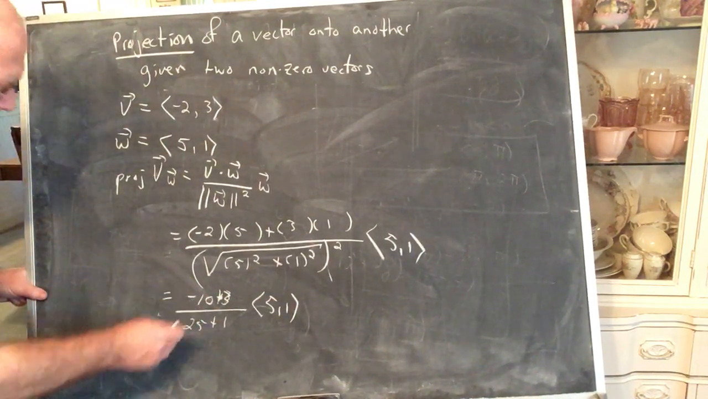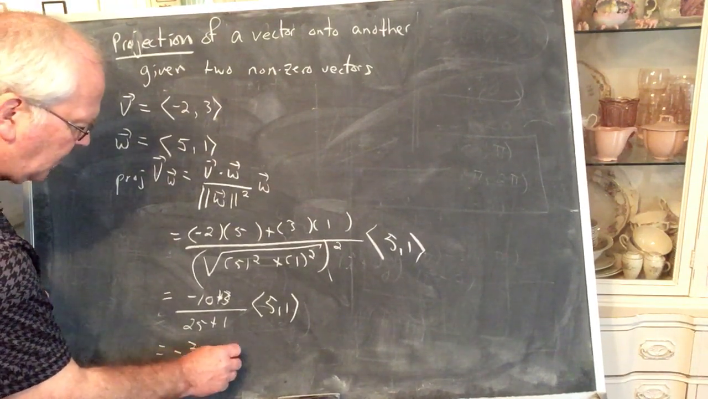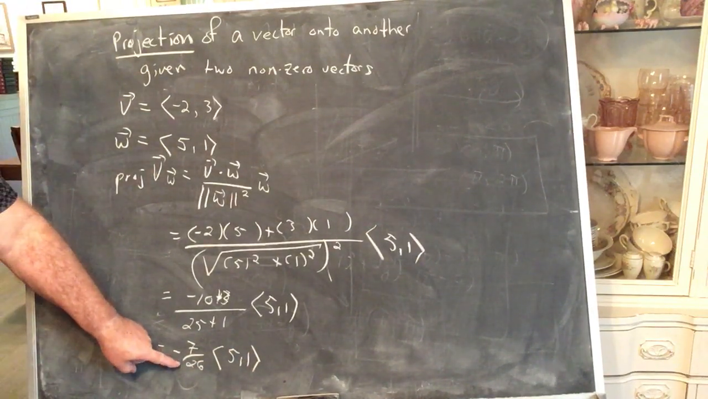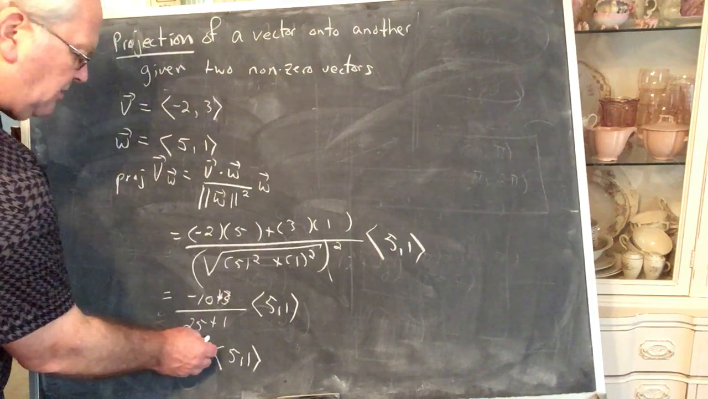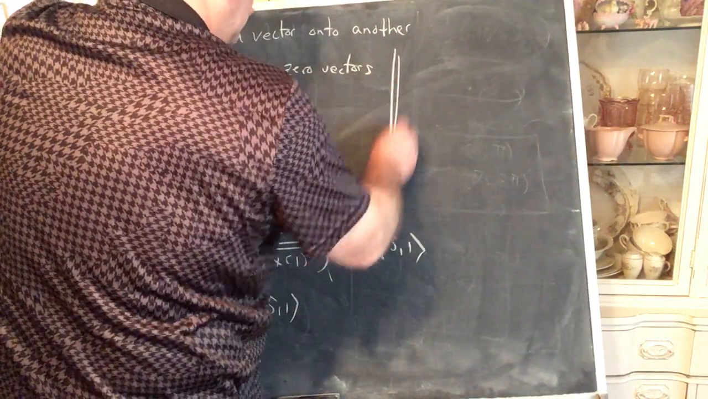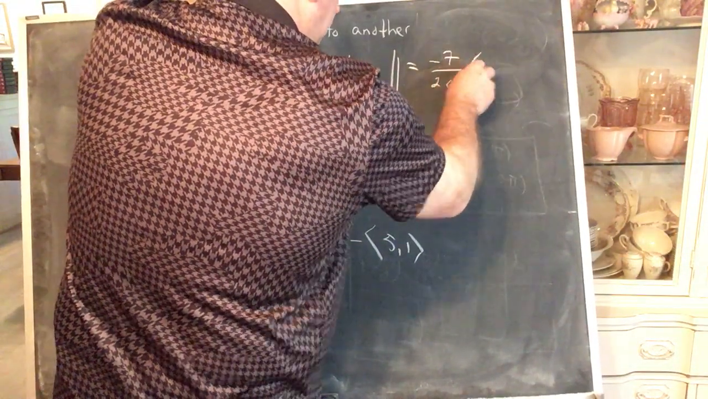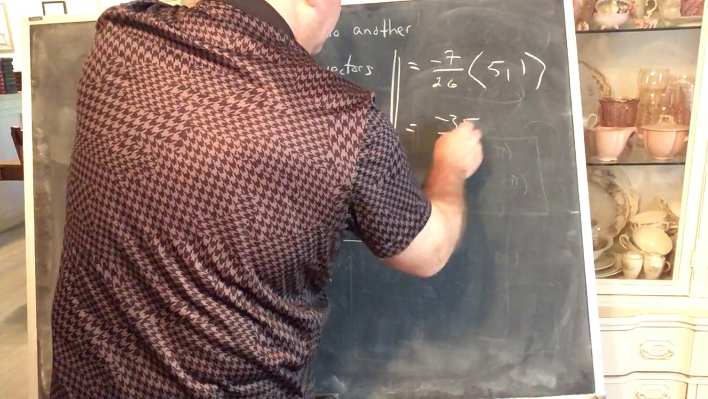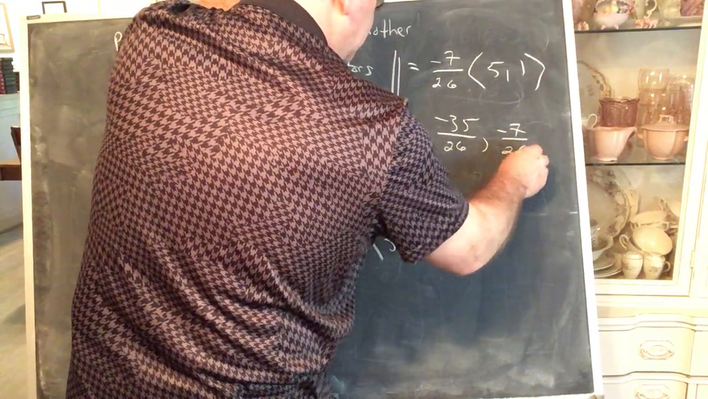And so what does that become? That becomes -7 over 26 times vector <5, 1>. You may leave this out front. In some circumstances that's more convenient, but what we're going to do is multiply that in. It's multiply top times top, bottom times bottom. So when you do the scalar multiplication here, I'm going to rewrite this, -7 over 26 times vector <5, 1>. That's <-35 over 26, -7 over 26>.